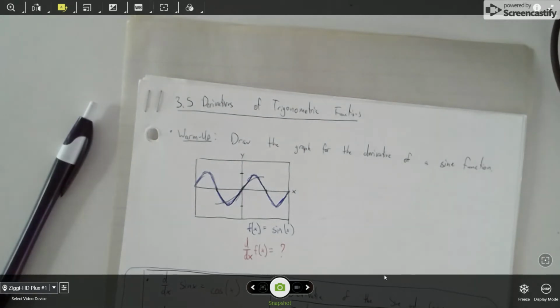All right, so there's a hint here. This here would be a slope of 0, so your slope graph should be crossing 0 here, okay?